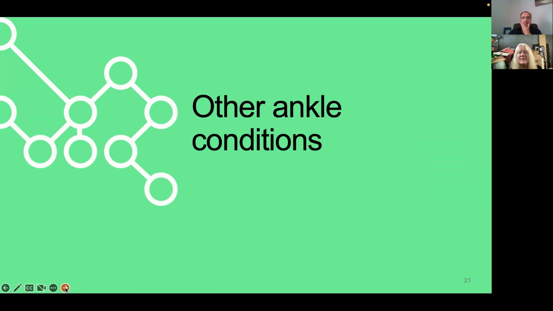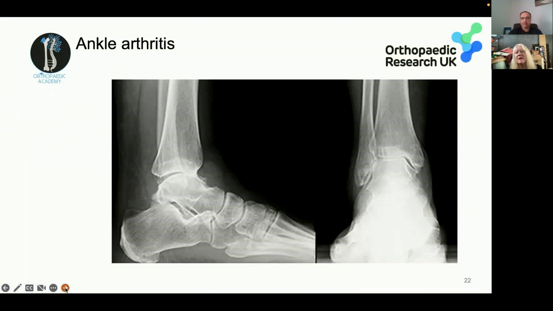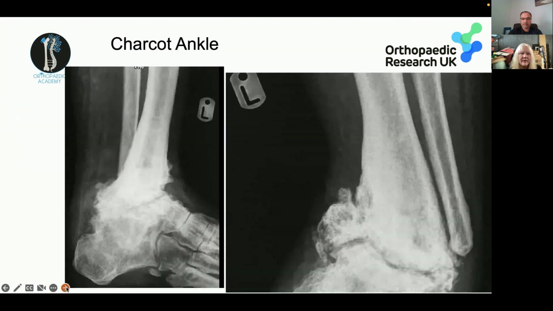So I'm just going to talk briefly about these because the fractures was the main one I wanted to talk about. But ankle arthritis, here's some ankle arthritis. It's got the typical features of arthritis. You've got joint space narrowing, sclerosis, subchondral cysts, and osteophytes. So we've got some osteophytes happening around here and around here. So that would be ankle osteoarthritis.